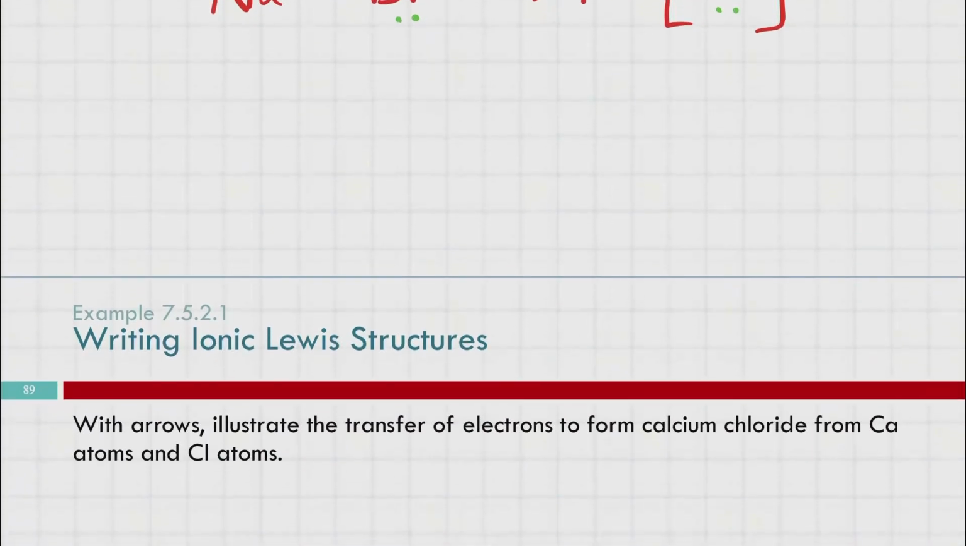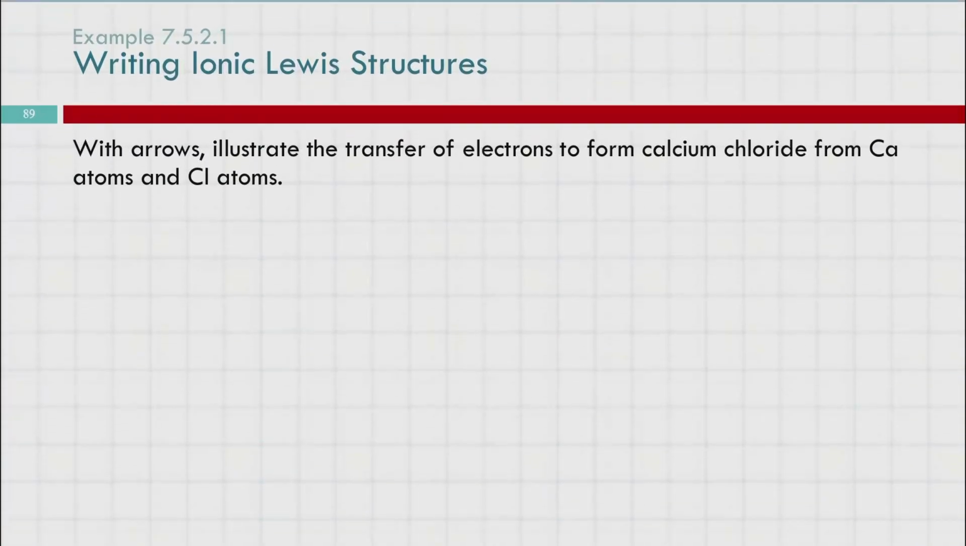We can also do ionic compounds with things that aren't just going to form 1 positive or 1 negative charges. So for example, with calcium chloride, calcium is Ca, and it's an alkaline earth metal. It's in our group 2. It's going to have 2 valence electrons. So we'll draw those in. I'm going to draw them in on opposite sides. And we're also going to have chlorine atoms. We saw chlorine before. We know it has 7 valence electrons.